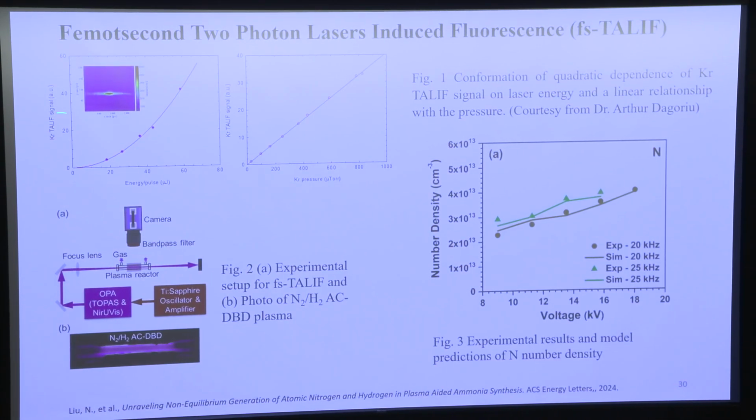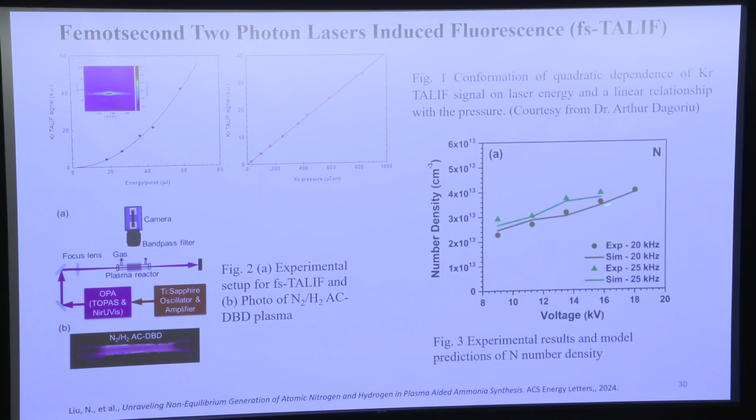You have to confirm the TALIF is actually proportional to the square of the laser pulse energy. So make sure that your measurement is good. Second, you have to be careful using krypton to make sure that the signal is linearly proportional to the concentration. So two things you have to verify. Once you verify this, we can create a nitrogen-hydrogen plasma, and then use TALIF to measure the number density of N atoms.